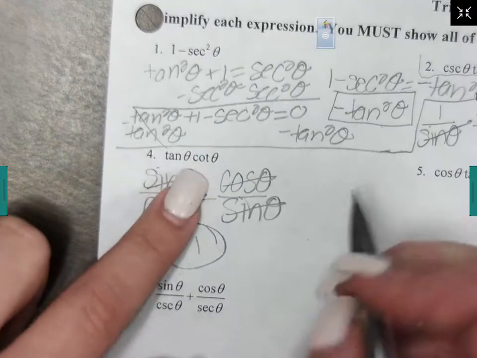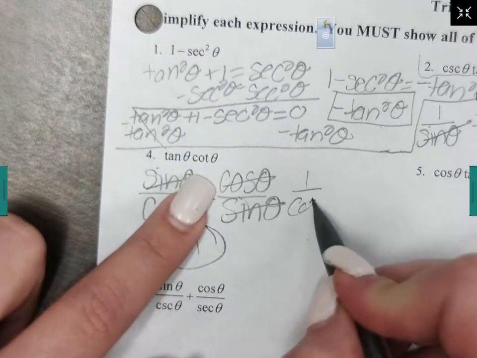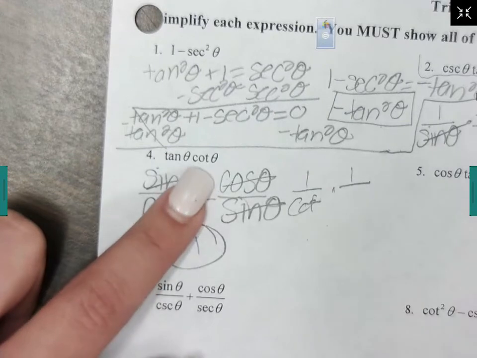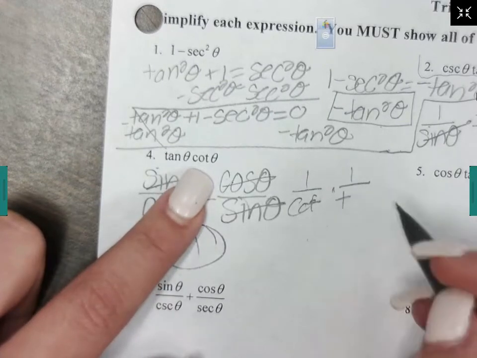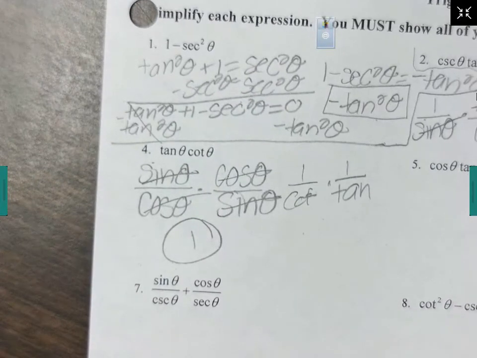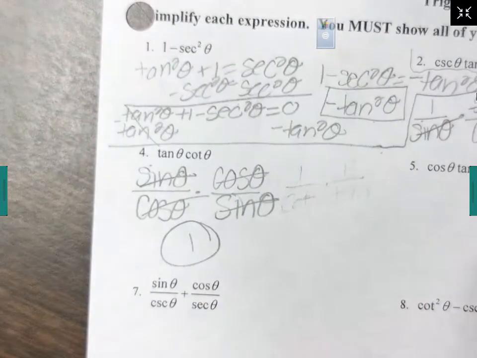If on number 4 you want to write this as 1 over the cotangent times 1 over the tangent, is that helping us do anything? Are you feeling like we can simplify this any further? Well, we know not to use that one because we want to write it in terms of sine and cosine, and we weren't able to do that.